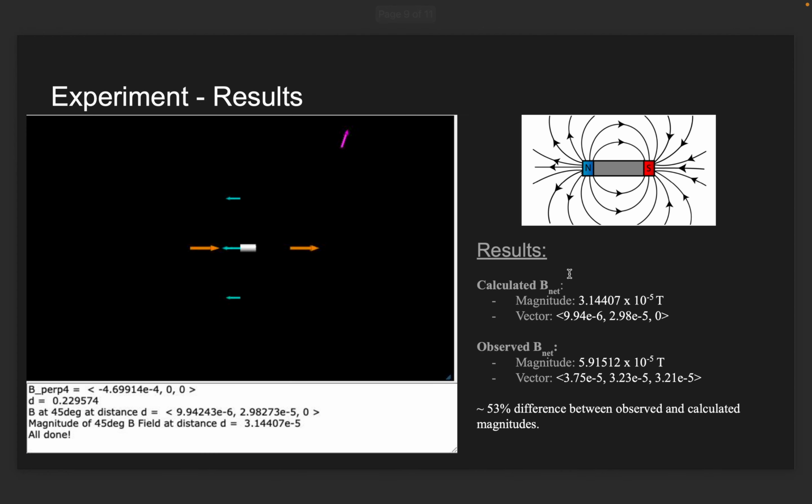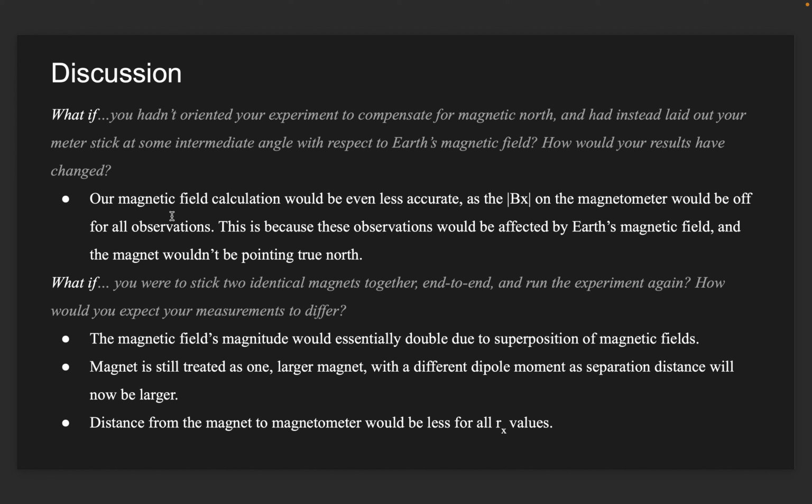And you can see some of the final results is that our calculated B net was 3.144 times 10 to the negative 5th Teslas, while our observed B net was 5.91 times 10 to the negative 5th Teslas. This was a 53% difference between our observed and calculated magnitudes, but at least they were the same magnitude of 10 to the negative 5th, so they were similar. And that proves the Biot-Savart law.